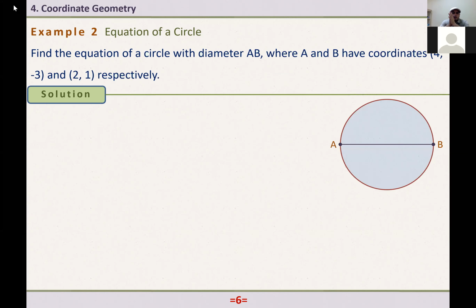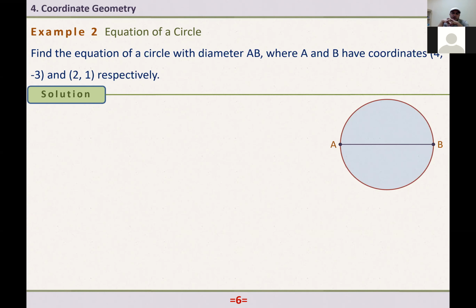Okay. Can you read the question? Find the equation of a circle with diameter AB where A and B have coordinates (4, -3) and (2, 1) respectively. Do we need to work out the diameter first?